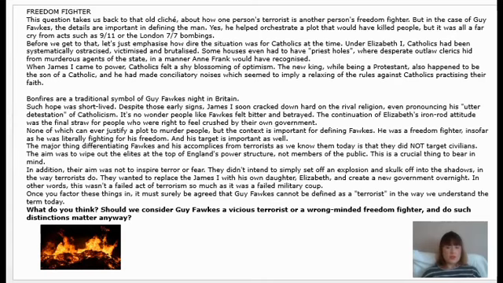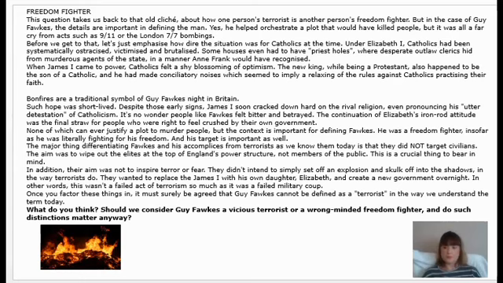Bonfires are a traditional symbol of Guy Fawkes Night in Britain. Such hope was short-lived. Despite those early signs, James I soon cracked down hard on the rival religion, even pronouncing his utter detestation of Catholicism. It's no wonder people like Guy Fawkes felt bitter and betrayed. The continuation of Elizabeth's iron rod attitude was the final straw for some people, who were right to feel crushed by their own government. None of which can ever justify a plot to murder people, but the context is important for defining Fawkes as a person.